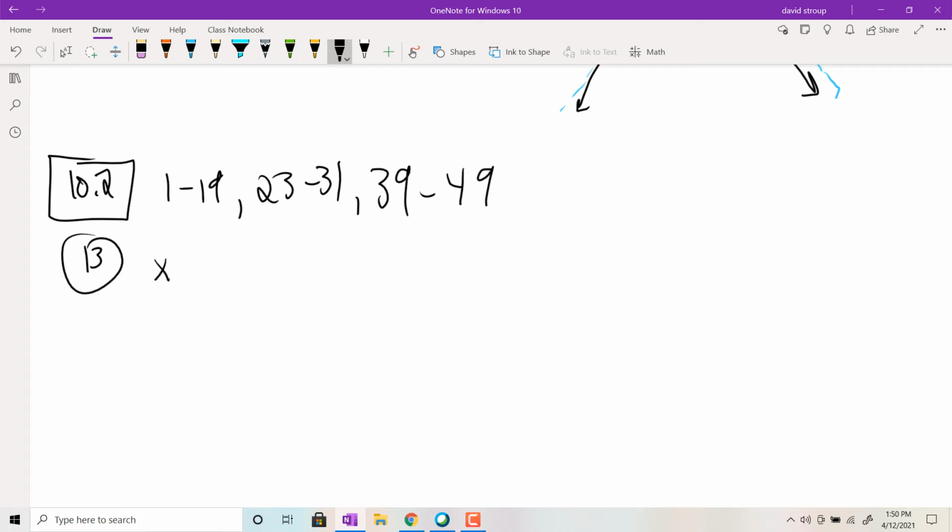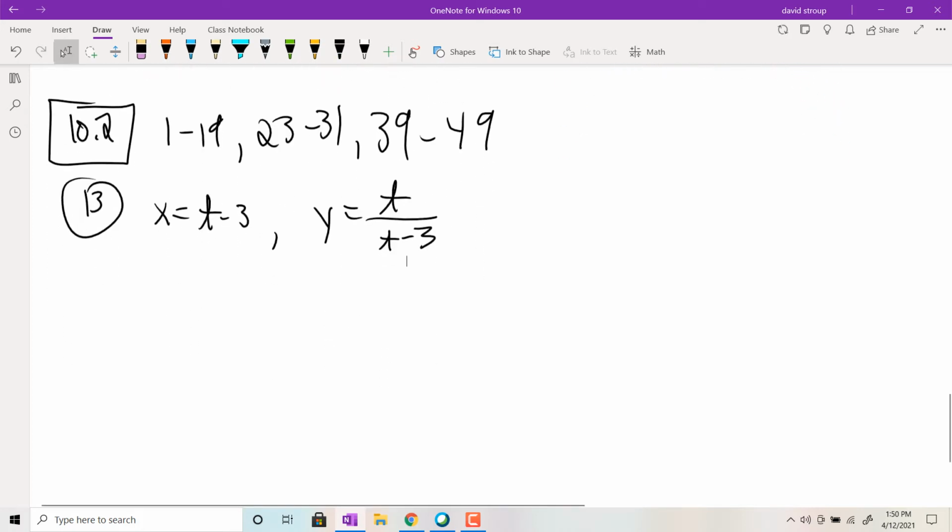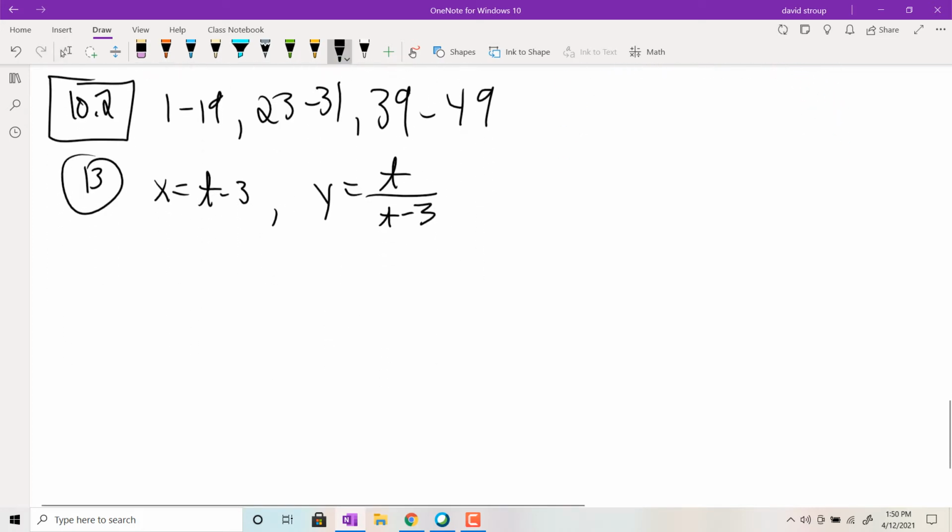So the first one, x equals t minus 3, and then y equals t all over t minus 3. I'm going to eliminate the parameter and try to graph it. And then you have to talk about orientation as well. So you got to put little arrows telling you which direction of travel you're dealing with. So first I'll eliminate the parameter t.